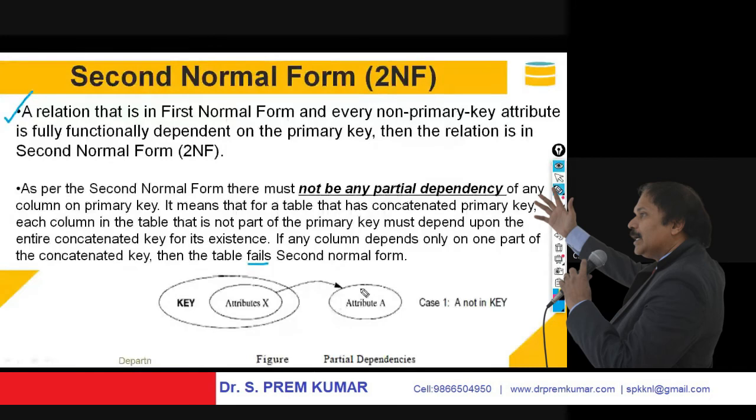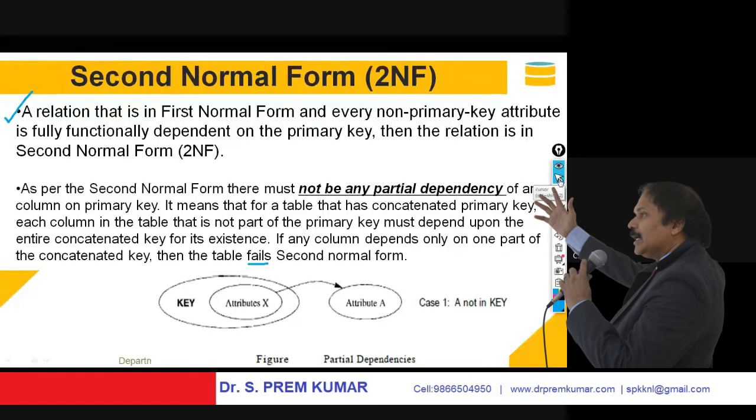ఏ అట్రిబ్యూట్ అయినా సరే మొత్తం కీ మీద మాత్రమే ఆధారపడి ఉండాలి. కీ మీద కాకుండా ఇంకా దేని మీదైనా ఆధారపడితే అప్పుడు సెకండ్ నార్మల్ ఫామ్ లో లేదు, దాన్ని సెకండ్ నార్మలైజేషన్ చేయాలి అని అర్థం. జస్ట్ 1 minute, యూ గో త్రూ దిస్. ఇక్కడ ఈ డెఫినిషన్ చూడండి.